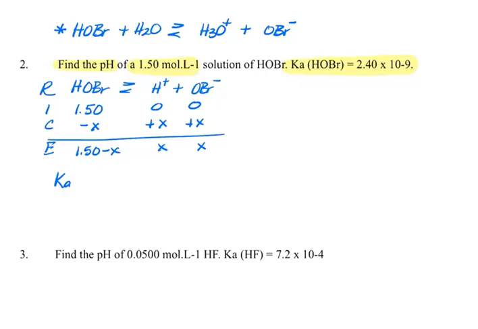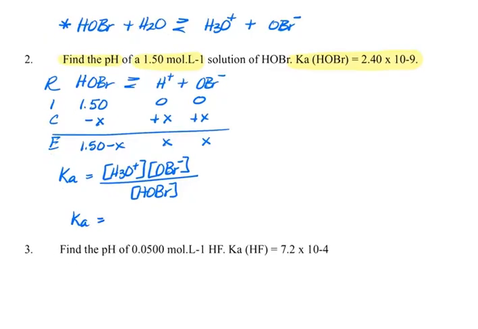So my Ka, again, looking at my equation, I'll go ahead and write that down just so you know where I'm getting this. I don't think I wrote that one last time. Okay, and so when I put these numbers in, I'll go ahead and go down here. Ka, again, I'm going to put that in, and I have x times x. That has that x squared we talked about earlier, and 1.50 minus x.